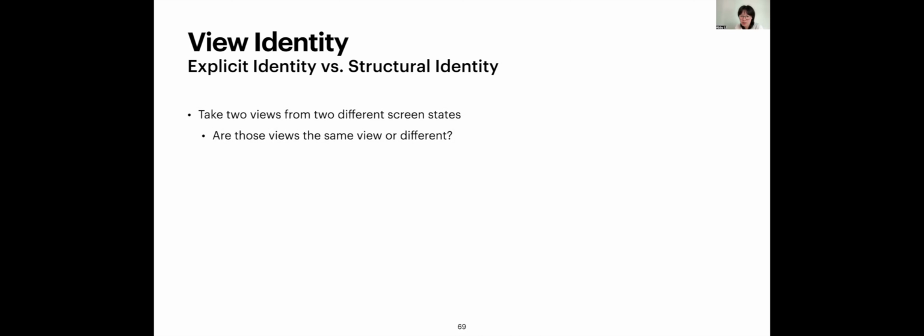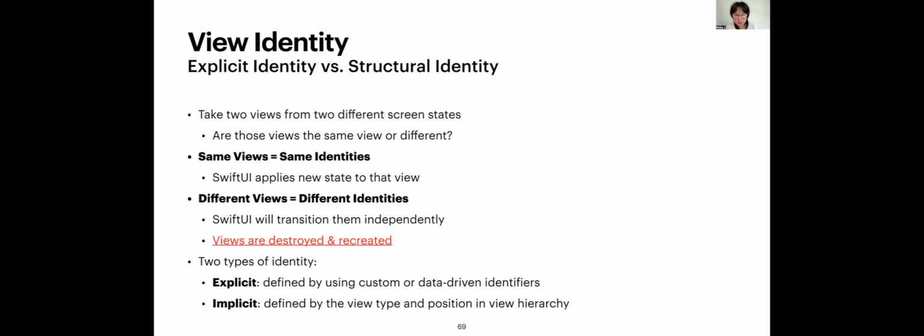So to summarize view identity, when comparing two views across screen states, ask whether they are the same or different. Same views get their state updated smoothly. Different views get destroyed and recreated with a transition. Explicit identity uses custom IDs, like in ForEach. Structural identity uses the view's type and position, like if-else branches.